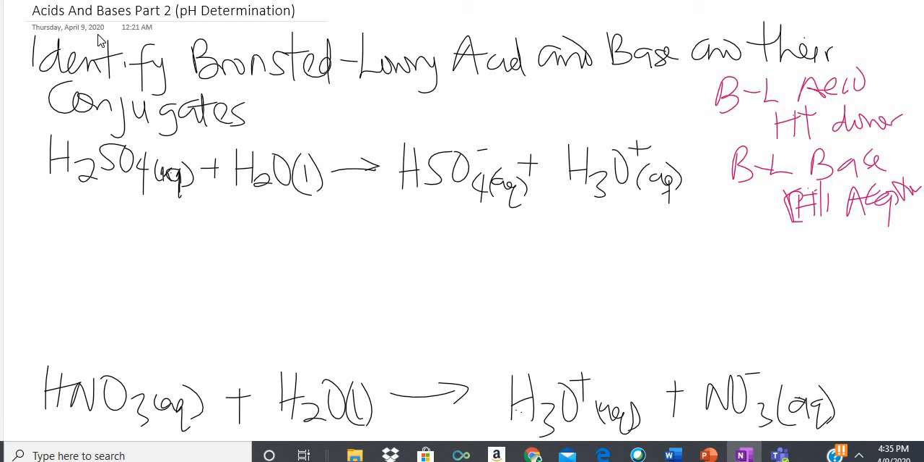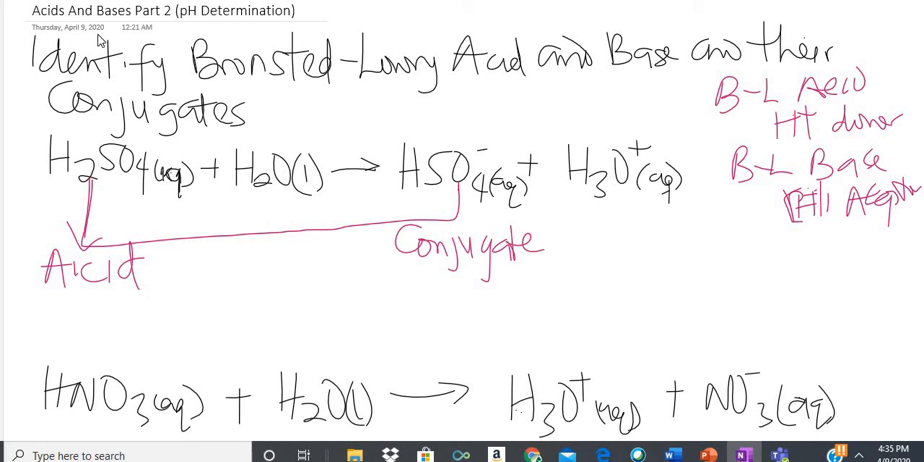So in this equation, we can see that H2SO4 has lost one hydrogen here, and it means that it is an acid, right? This is an acid. And it's lost a proton and it becomes this. So this ion here is going to be the conjugate base.